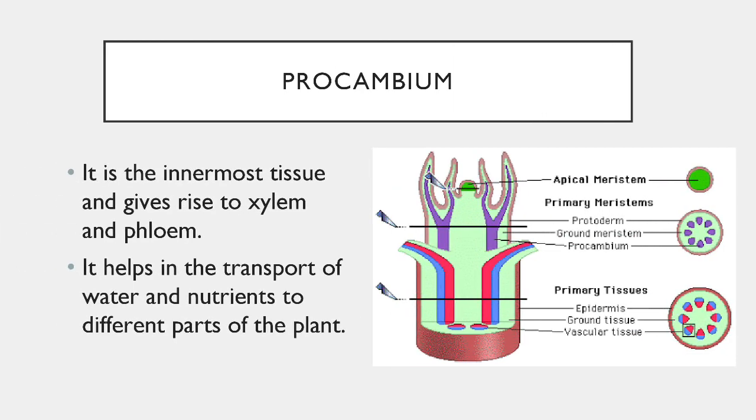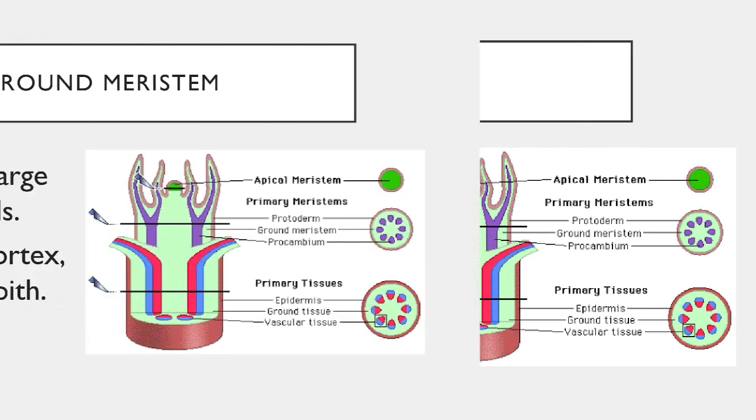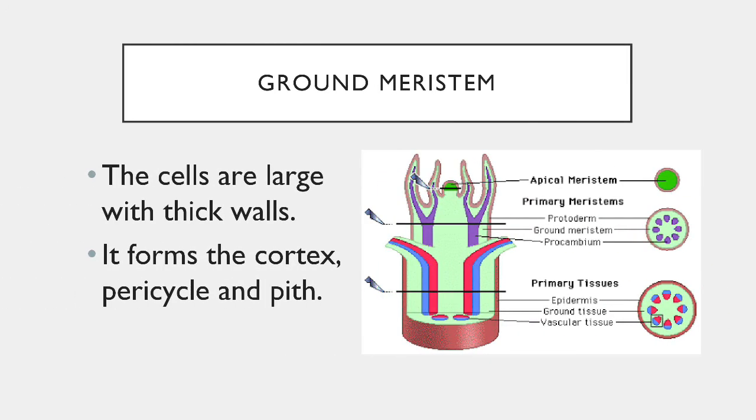Next, procambium. It is the innermost tissue and gives rise to xylem and phloem. It helps in the transport of water and nutrients to different parts of the plant. And last, ground meristem. The cells are large with thick walls and form the cortex, pericycle, and pith.